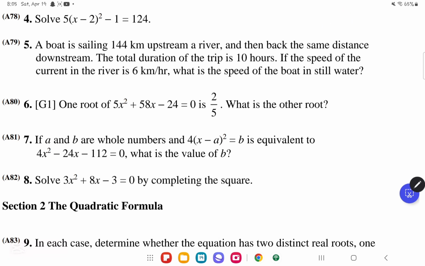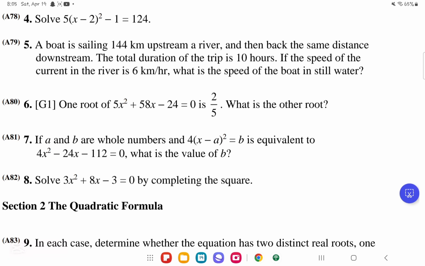In question 6, grade 1, they said, when the root of 5x squared plus 58x minus 24 is equal to 0 is 2 over 5, what is the value of the other root? There are very many ways to do this. You could use your calculator by doing mod 5, 3 if you have this option. But if you do not have this option, this is the other way they want you to do it. They want you to be able to do the product sum rule.